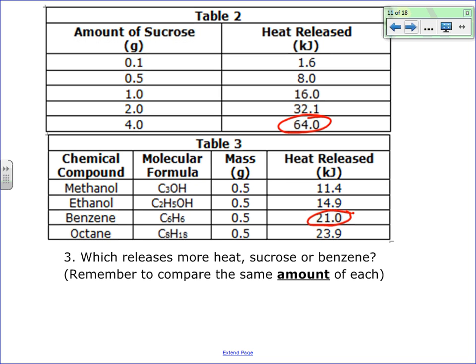So shouldn't the answer here be sucrose? 64 is higher than 21. Because benzene has 0.5 grams, you have to look at 0.5 of 13. Fantastic. You have to make sure that you're comparing the same amounts. That's what the hint says. Remember to compare the same amounts of each. It's not fair to compare 4 grams of sucrose to only half a gram of benzene.